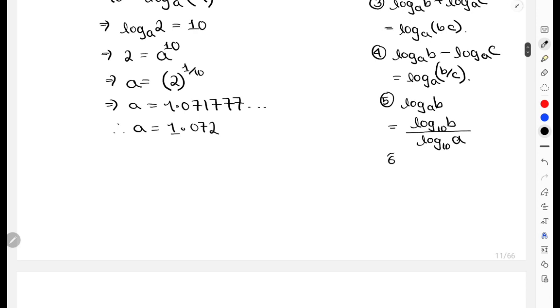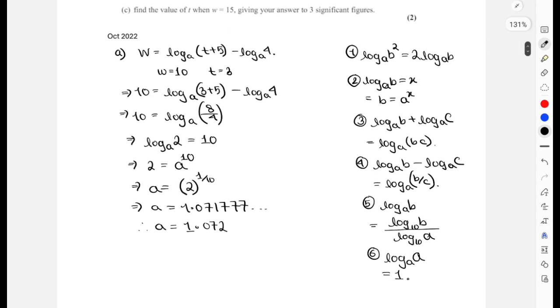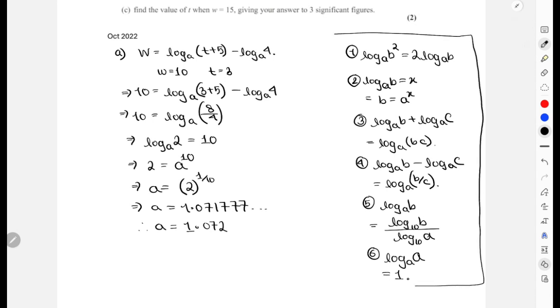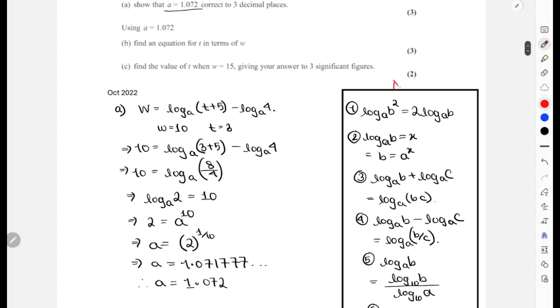Another last one is log base A of A. If the base and number turn out to be the same, in that case the final answer should be 1. Log base A of A indicates the final solution is 1. So these are a few formulas for logs, which I think are clearly important for your tomorrow's exam. So I'll just highlight these things. This is your notes.